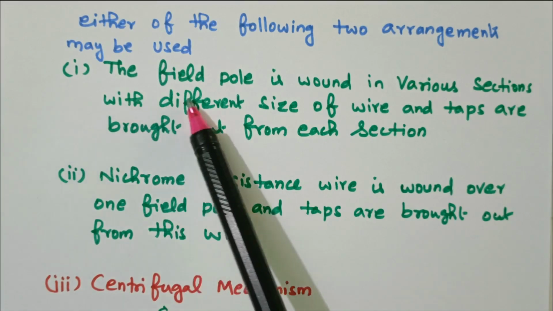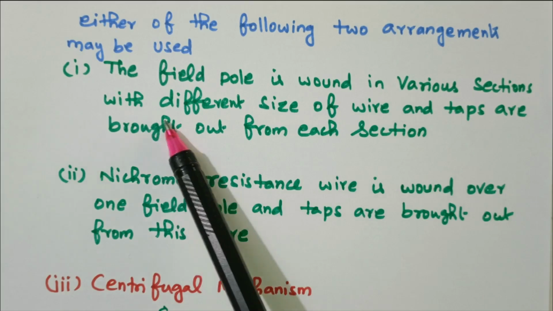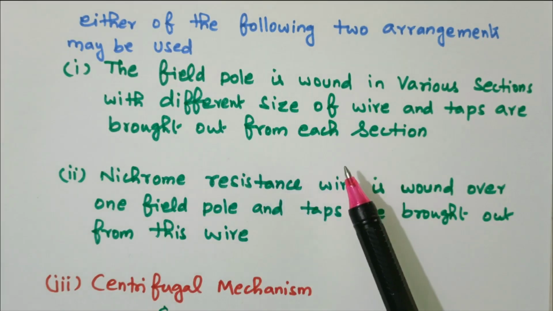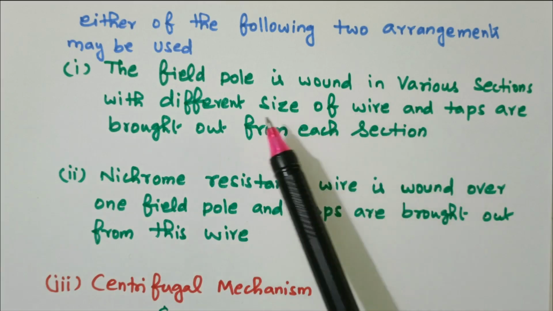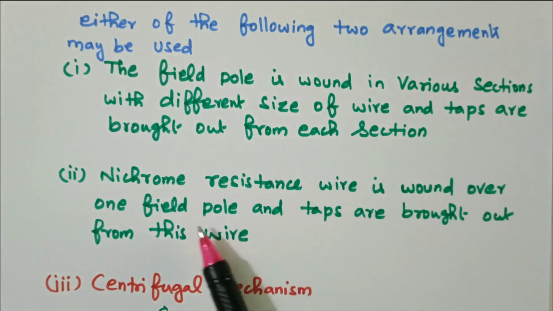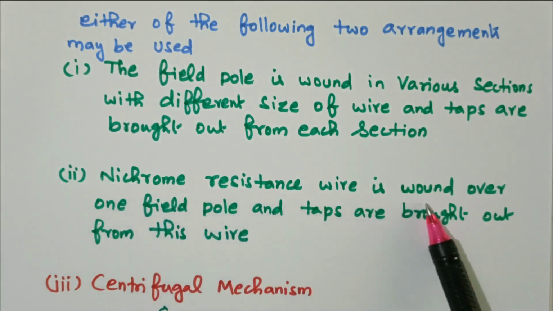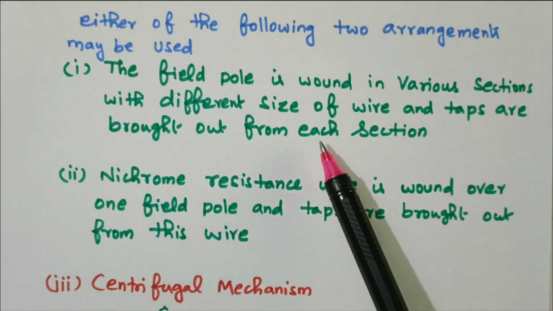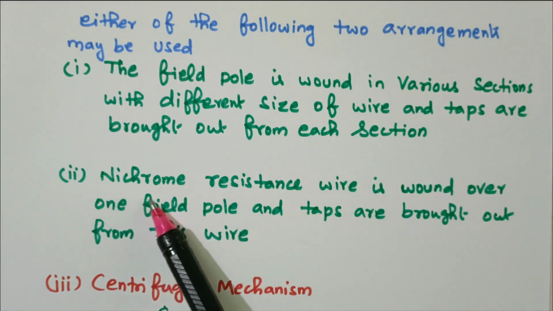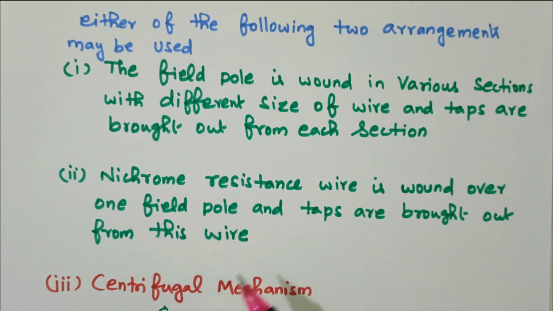First one is the field pole is wound in various sections with a different size of wire, and taps are brought from each section, right? So we can have various sections, different sizes of wire, and taps, as we discussed in the diagram. Another method is nichrome resistance wire wound over one fixed pole, and taps are brought out from the wire. In addition, we can use the nichrome resistance wire also. In that also we can control the current flowing through the field winding.